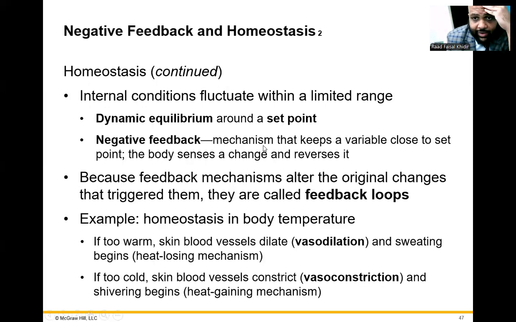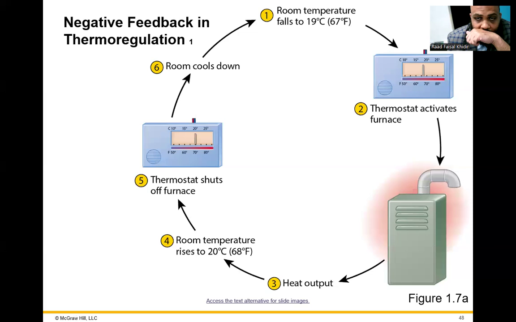So negative feedback is the mechanism that keeps a variable close to the set point, and because feedback mechanisms alter the original changes that trigger them, they are called feedback loops. Okay, so if too warm, the skin blood vessels dilate, vasodilation, and sweating begins. So that's a heat-losing mechanism. If it's too cold, the skin blood vessels constrict and shivering begins. Okay, negative feedback in thermoregulation. So that shows you what happens in a room, which is very similar to what happens in our body.